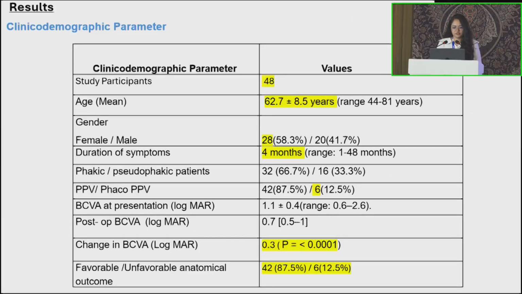Coming to the results, there were a total of 48 participants with a mean age of 62.7 years. The females were more than males with an average duration of symptoms of 4 months. 42% of the patients underwent PPV alone, while 6 patients underwent PPV plus phaco. There was a significant change in visual acuity from pre-op to post-op, with a p-value of less than 0.001. 87.5% of the individuals had favorable anatomical outcome, whereas 12.5% had unfavorable anatomical outcome.